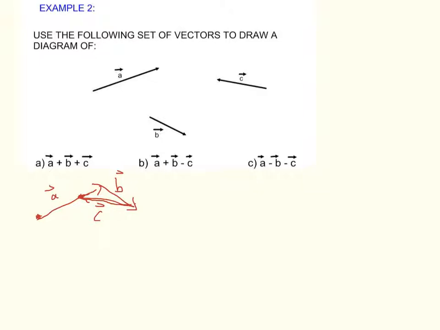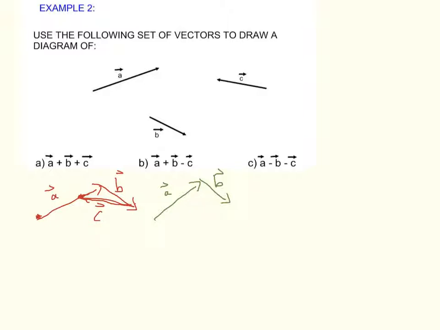Now in B, when we are adding vector A plus B, we're going to start the same way. I'm just going to draw a rough sketch of vector A added to vector B, just like in the first example. The difference in this example is that we're subtracting vector C.